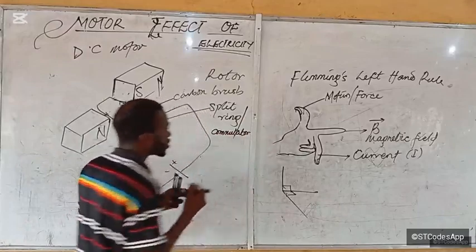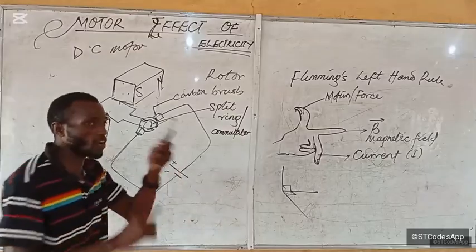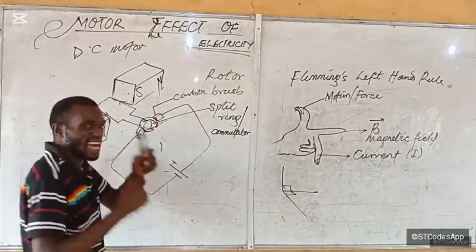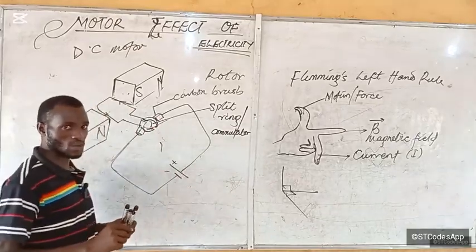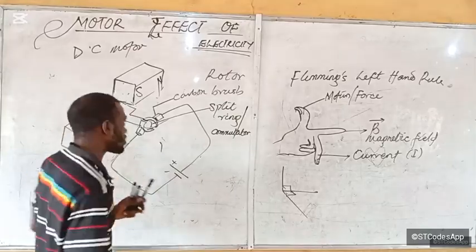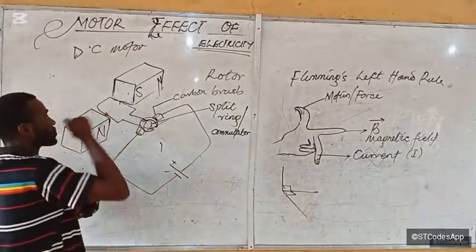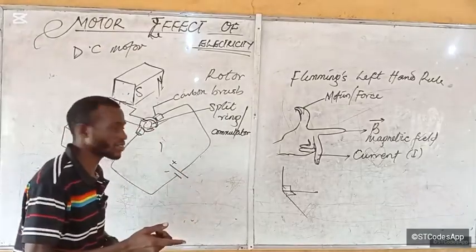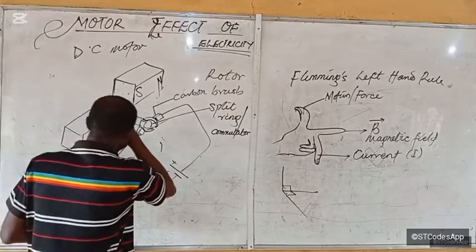Now it's called the commutator because it's the one making contact for the distance, but it's reversing the direction of current. That's what it's doing. It's reversing the direction of current so that this guy will not flow in alternate directions. I'm going to explain why soon.